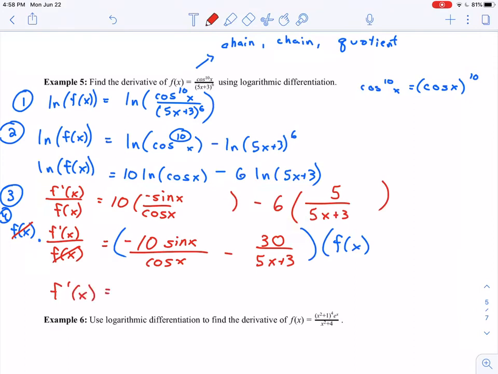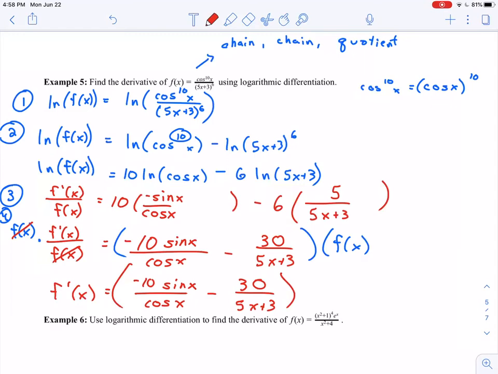Well, what's on the right-hand side? I have what I started with. I have this negative 10 sine of x divided by cosine of x. Again, you could write this as tangent of x if you wanted to. Minus 30 over 5x plus 3. That part just comes down. And I'm going to multiply that by f of x.